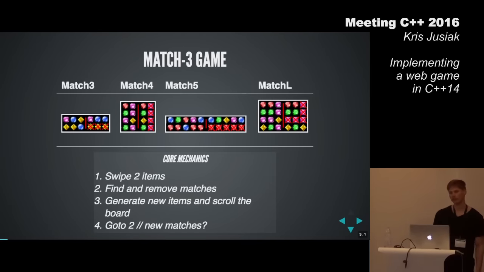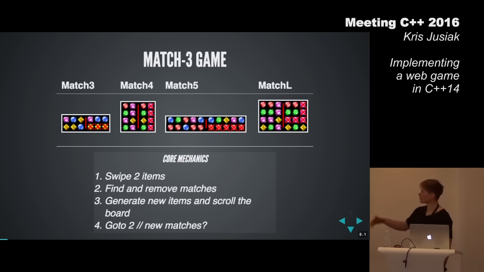The game we are going to implement is a simple match-three game. Has anyone played Candy Crush or a similar game before? Okay, a few hands. All right, so I'll just explain the core mechanics. The basic idea is that you swap two items and you try to get match 3, match 4, match 5, or match L. When you swap them, you remove them from the board, you scroll the board, you generate new items before the scrolling, and after that you go through the process again. Basically, the aim is to score as many points as possible. So the game is pretty simple.